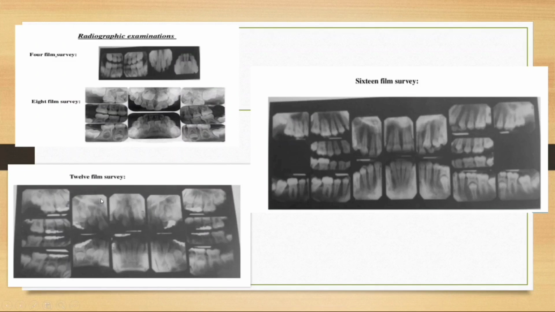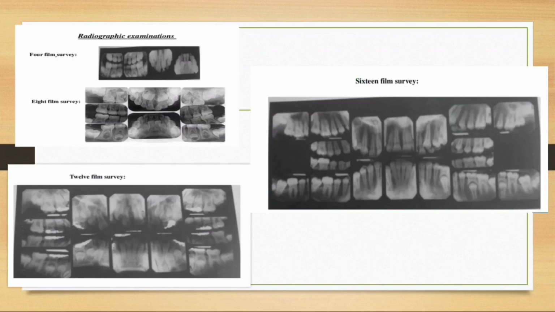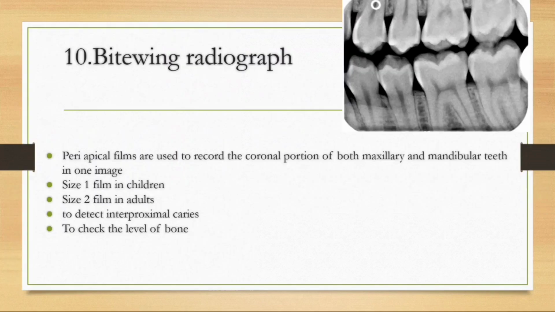Regarding the 12 film survey, it has two primary molar to premolar periapical radiographs, 4 canine periapical radiographs, then 2 incisor periapical radiographs and 2 posterior bite wings. Whereas a 16 film survey is the 12 film survey plus 4 permanent molar radiographs. So that was about the film survey. It is a very commonly asked question. You need to write which radiographs are involved in 4, 8, 12 and 16 film surveys respectively.